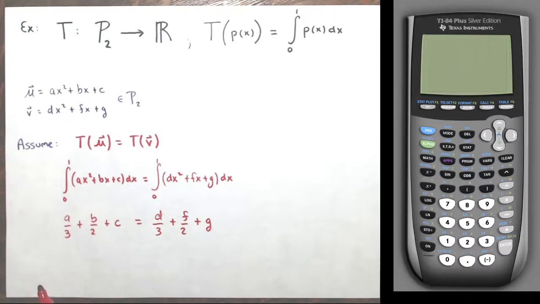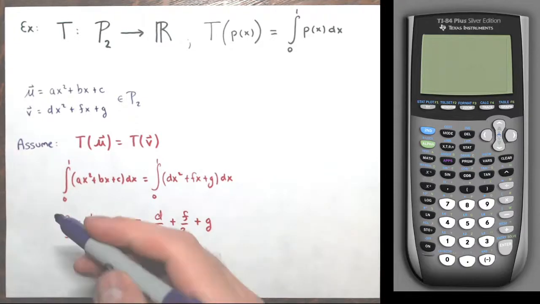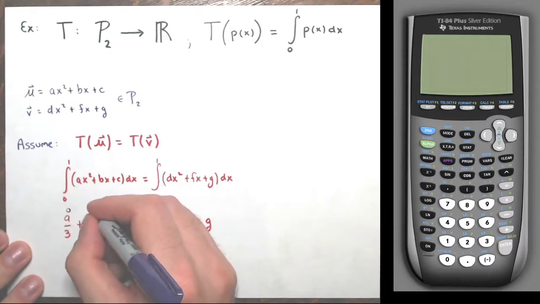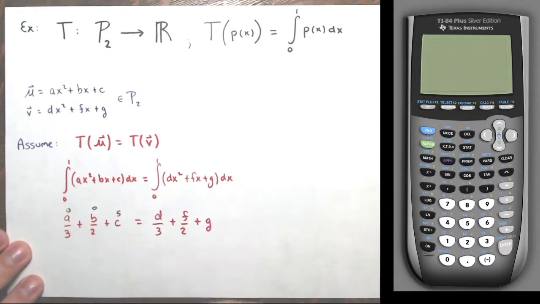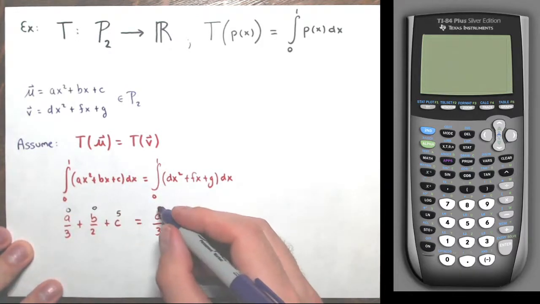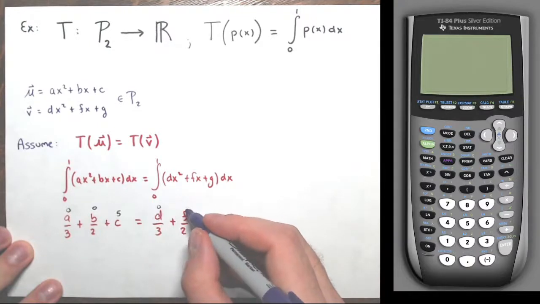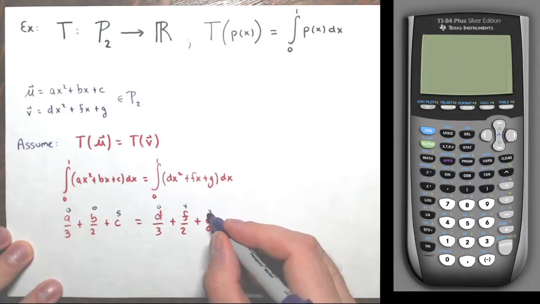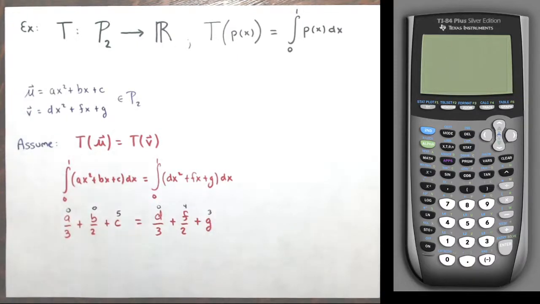No, it doesn't. Now, I could have a and b be 0, and c be 5. I could have a be 0, b be 0, and c be 5. And then have d be 0, f be 4, and g be 3. And it would be the same thing, wouldn't it? Because it'd be 0 plus 0 plus 5. You'd have 5 on the left side, and then 0 plus 2 plus 3, 5 on the right side.